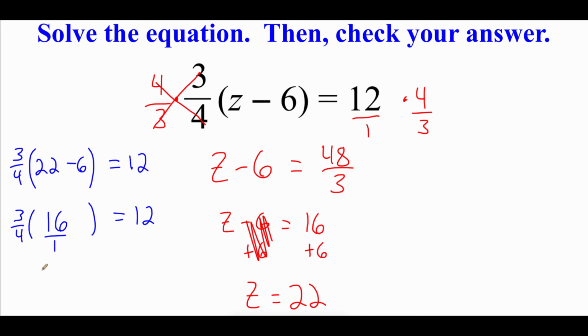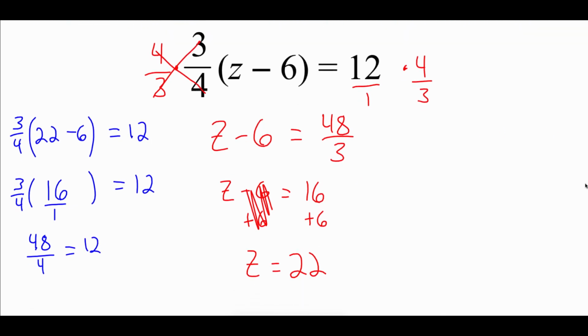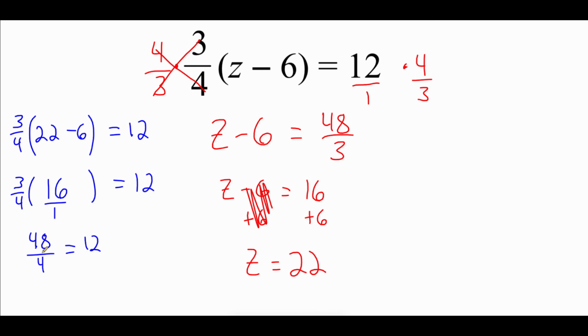Now, to multiply this 3/4 times this 16, I'm going to put that 16 over 1. 3 times 16 is going to be 48, and this is being divided by 4, and we're hoping that equals 12. And when we take 48 and divide it by 4, we do get 12 as our answer. So there's our matching set of 12s. 12 equals 12, so that confirms that my z-value is 22.